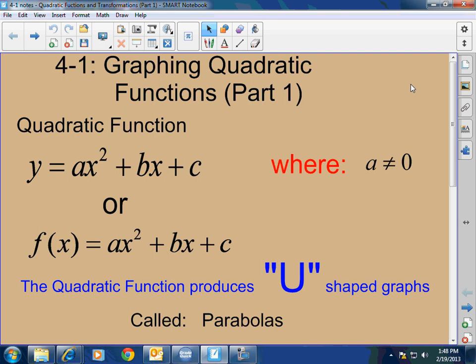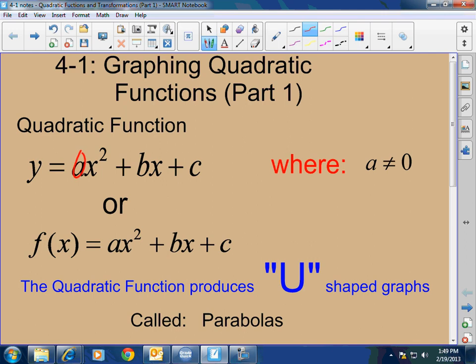When we're talking about a quadratic function, by now you should all know that we're talking about y equals ax squared plus bx plus c, or in other words, f of x equals ax squared plus bx plus c. You hopefully know by now, and you remember that y and f of x are the same exact thing, where a cannot equal 0.